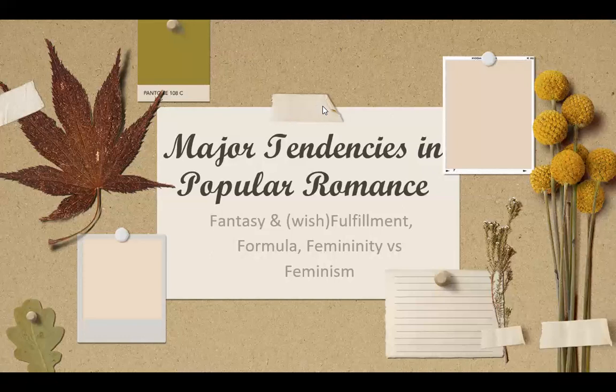Okay, the genre of popular romance has these four tendencies that we can summarize as F4. The four elements here are fantasy, first, and the second, fulfillment of your wish. However, fantasy and wish fulfillment tend to be discussed as one package because they are quite inseparable, to be honest. And the third one is the element formula, sorry, the formula. And finally, the fourth element is femininity and feminism.